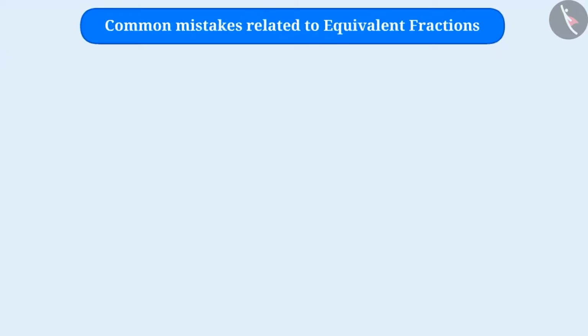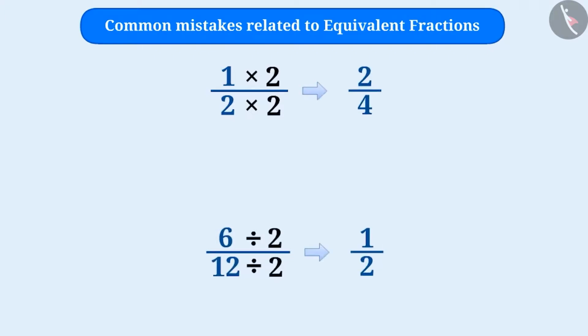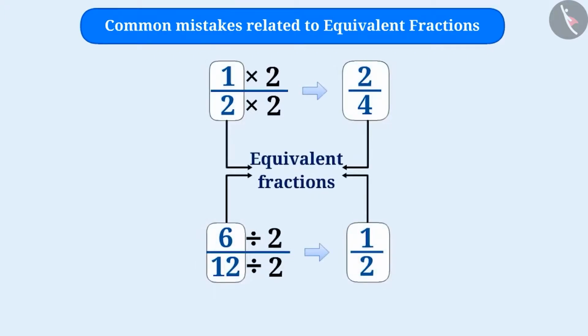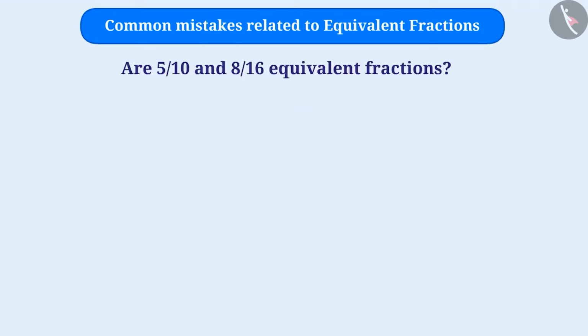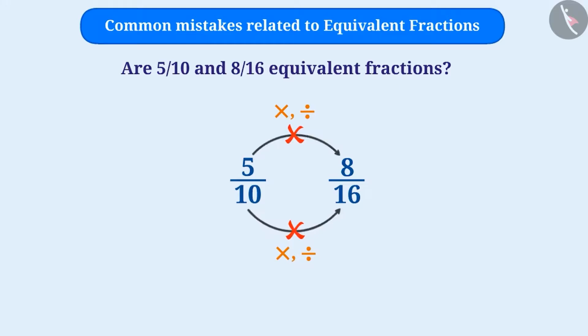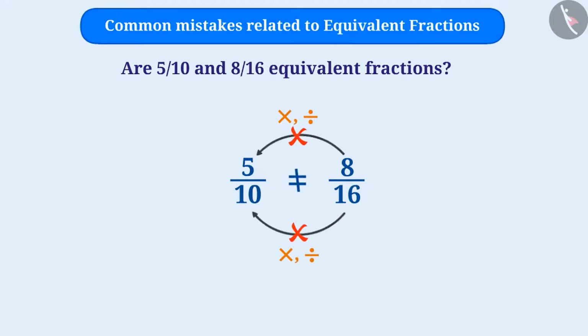Now let's see some common mistakes related to equivalent fractions. Sometimes, students understand that multiplying or dividing the numerator and the denominator of a fraction by the same number gives another fraction, and those two fractions are equivalent. But when they are asked if 5 by 10 and 8 by 16 are equivalent fractions, they observe that multiplying or dividing the numerator and the denominator of 5 by 10 by any number does not give 8 by 16. Similarly, multiplying and dividing 8 by 16 by any number does not give 5 by 10. So, it is misunderstood that both these fractions are not equivalent fractions.